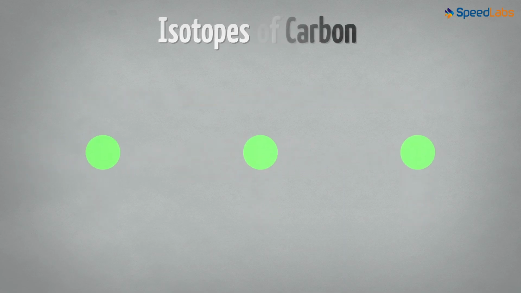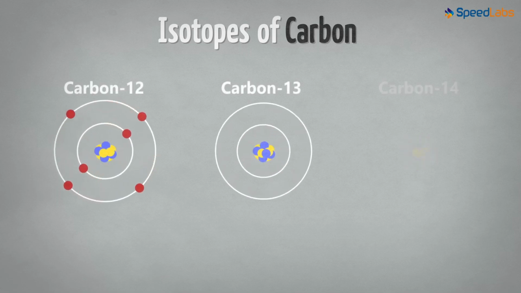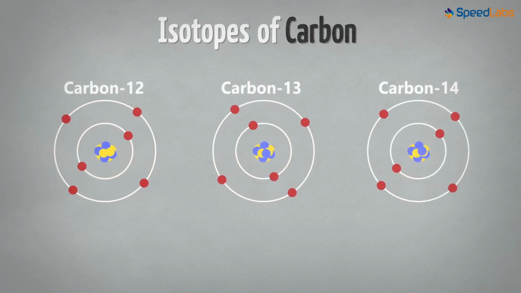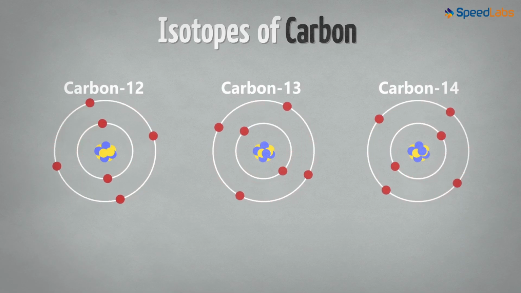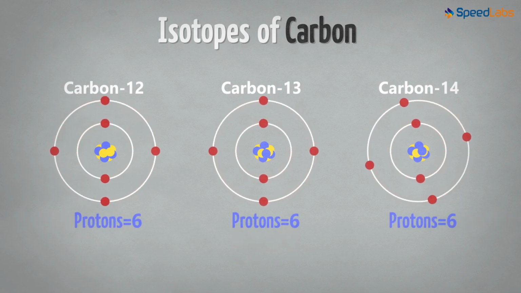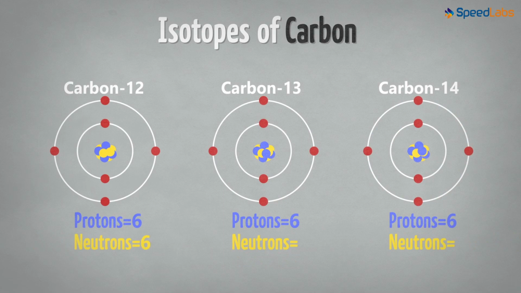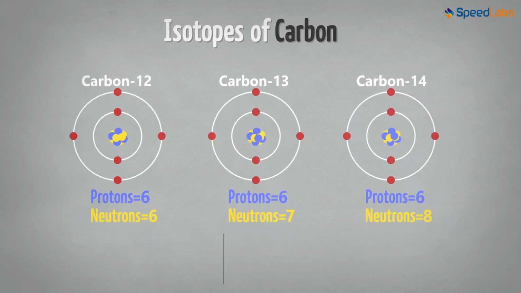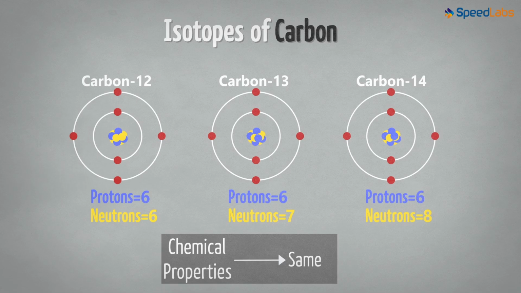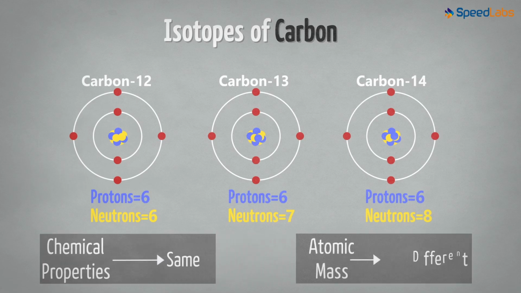So let's take carbon as an example. Three widely known carbon isotopes are carbon-12, carbon-13 and carbon-14. In all the three cases, the nucleus of the atom has 6 protons. However, the number of neutrons is 6, 7 and 8 respectively. Yes, the number is different. Thus, the chemical properties shown by each carbon atom are the same as the number of protons and electrons are the same. However, the atomic mass is different.